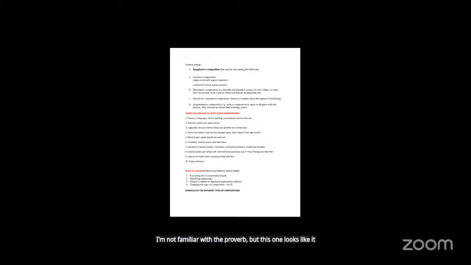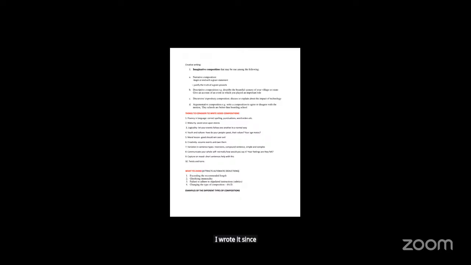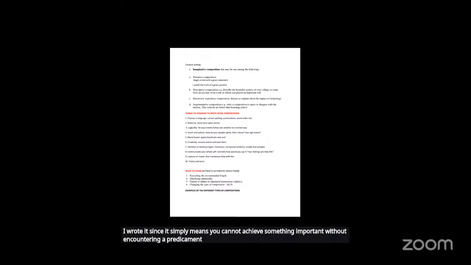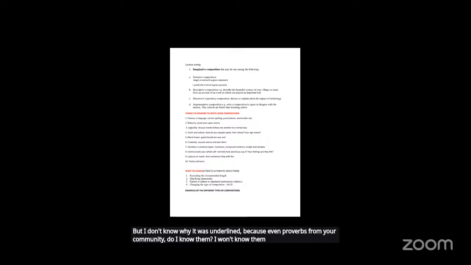This one looks to me like a proverb. I'm not familiar with the proverb, but it looks like it has another inner meaning. That someone says you cannot go to step number 2 without passing through step number 1. That is what I would get. I wrote it since it simply means you cannot achieve something important without encountering a predicament, but it was underlined. Was I wrong? Maybe, but I don't know why it was underlined, because even proverbs from your community, do I know them? I won't know them. From my community, would you know them?